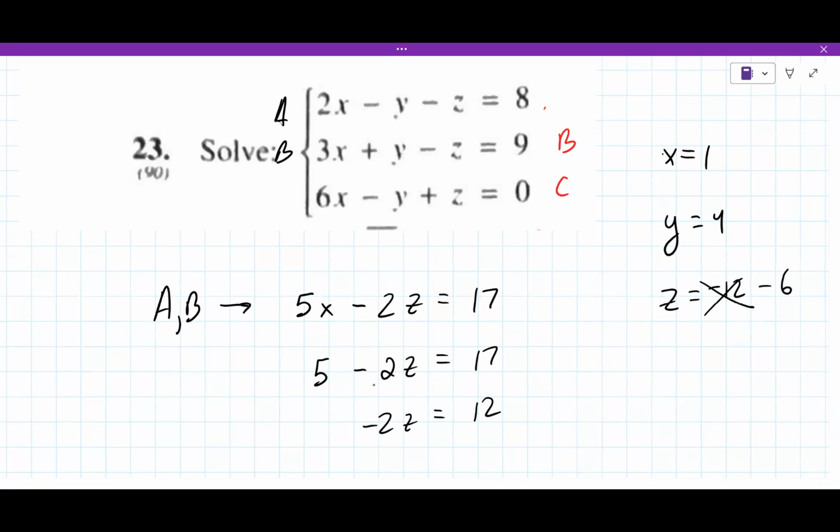Y equals 0. Okay. So now let's try it in the second equation. Is 3 times 1 plus 0 minus a minus 6, 9, and that does work. Is 6 times 1, 6 minus a minus 0 plus negative 6, 0? Yes, it does work. There's no reason to ever get these wrong.